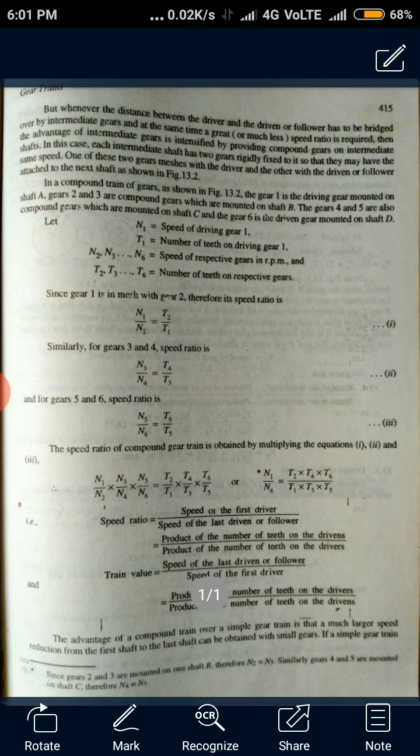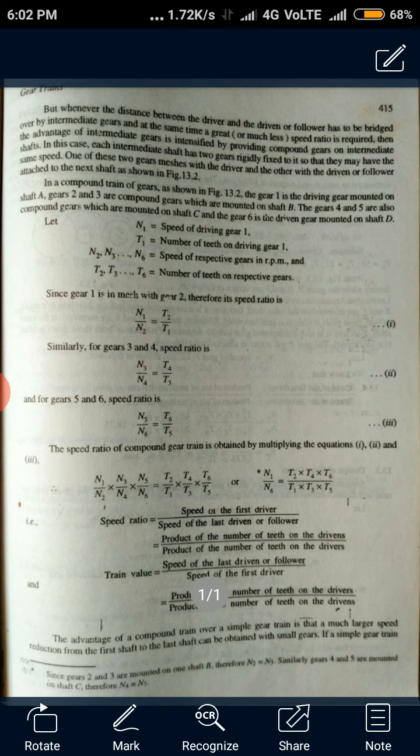Next, gear 3 and gear 4, because gear 3 meshes with gear 4. Just see the sketch there, the previous sketch. Gear 3 is meshing with gear 4. That means gear 3 is a driver, gear 4 is a follower. So the speed ratio is what? N3 by N4 equals T4 by T3. Call this equation number 2.